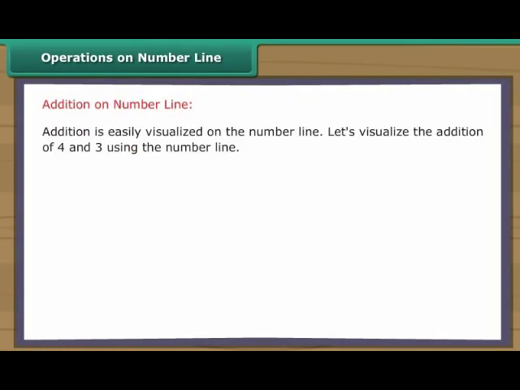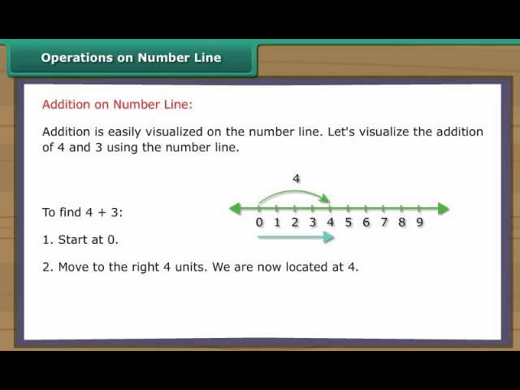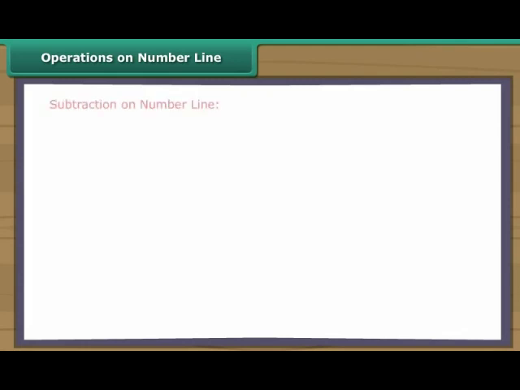Operations on number line. Addition is easily visualized on the number line. Let's visualize the addition of 4 and 3 using the number line. To find 4 plus 3, 1. Start at 0. 2. Move to the right 4 units. We are now located at 4. 3. From 4, move to the right 3 units. We are now located at 7. Thus, 4 plus 3 is equal to 7.